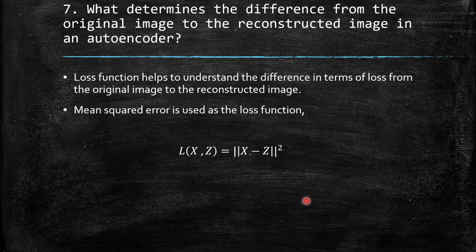Well, what determines the difference between the original image and the reconstructed image in an autoencoder? The loss function is the one that we need to remember here. The loss function helps to understand the difference in terms of loss from the original to the reconstructed one, and mean squared error is used as the loss function here. I have represented it through a simple expression, and you could see that in front of you.